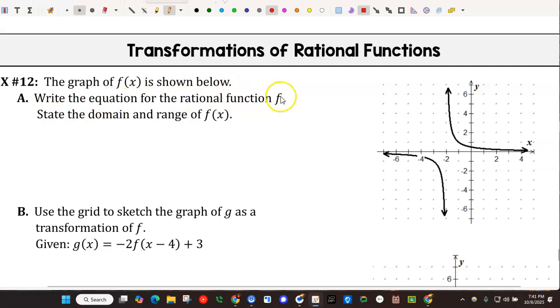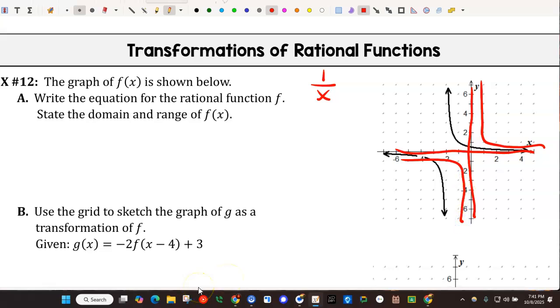write an equation of the rational function. So we have to have a general understanding already of what 1 over x looks like. So 1 over x goes right down the middle with both asymptotes. It looks just like this. So we have to know that to start off. It's kind of like knowing what x squared looks like. Then we can understand how it's moving left, right, up, and down.